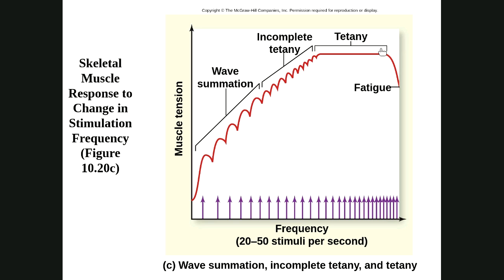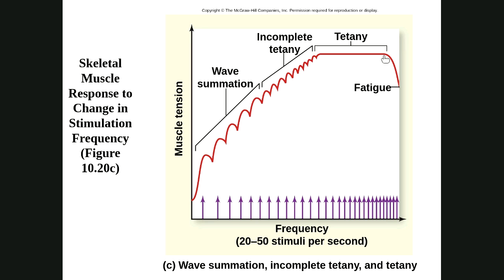Tetany itself, also called complete tetany, is where we stimulate so frequently that we remove all relaxation phases. All the relaxation phases have been eliminated. What that means is now we are contracting and producing maximum tension. Now, bend at your elbow and hold that muscle tight. Keep contracting as hard as you can. Even though your elbow is bent, you can feel your bicep bulging and sometimes even starting to hurt, because you're still contracting even though you finished the movement.